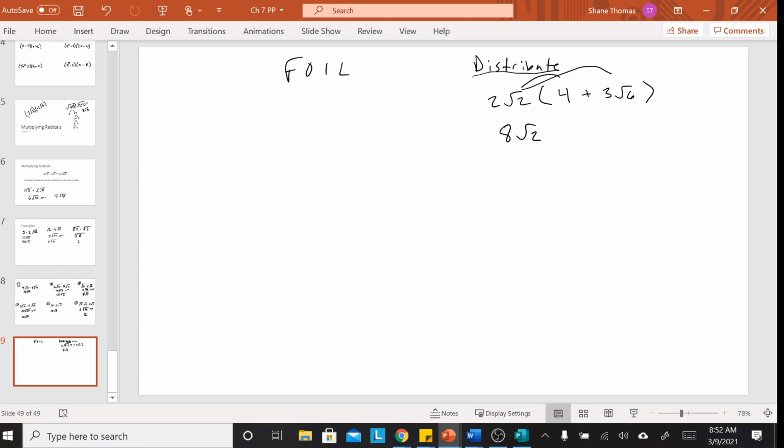Second one, 2 root 2 times 3 root 6. Multiply the outsides, multiply the insides. 2 times 3 is 6, and then root 12. All right. I can't simplify root 2, but can I simplify root 12? Absolutely. Okay. So 12 is going to be 2, 2, 3. All right, bring a pair of 2's out. So I get 8 root 2 plus 12 root 3.